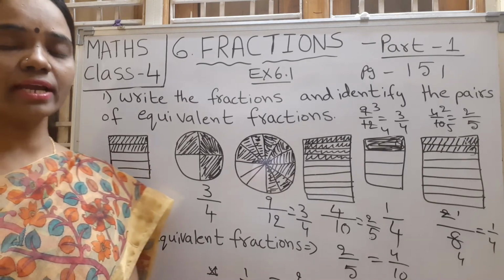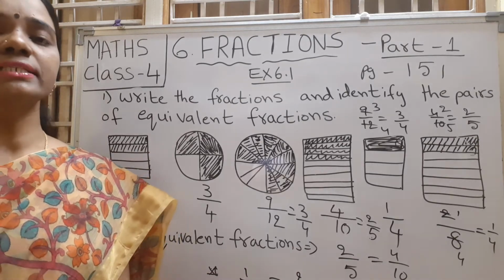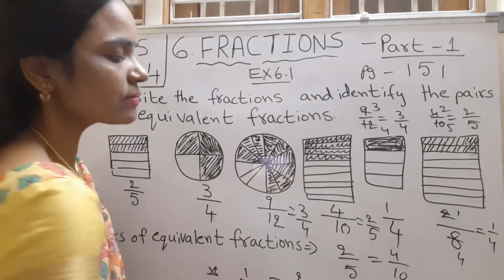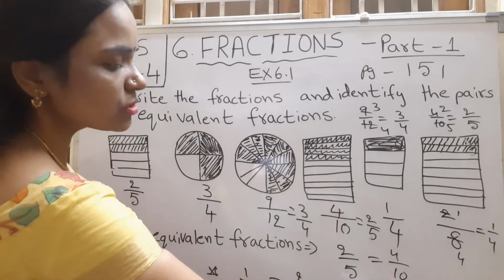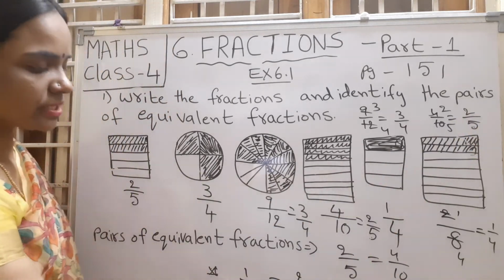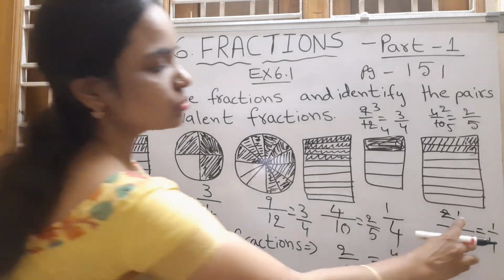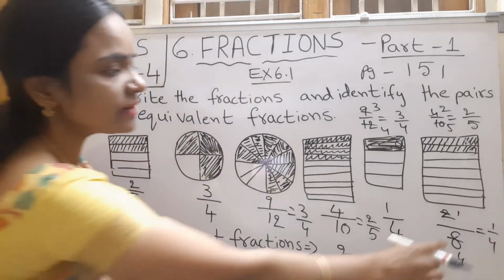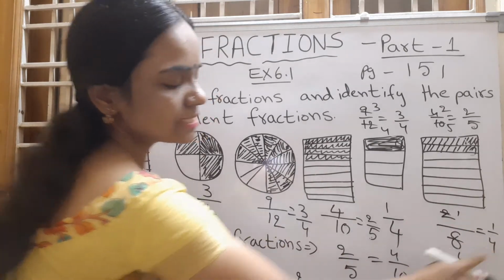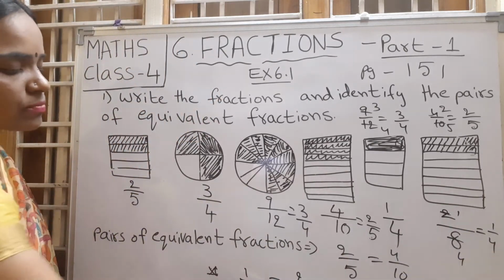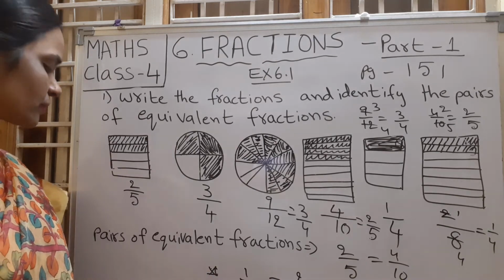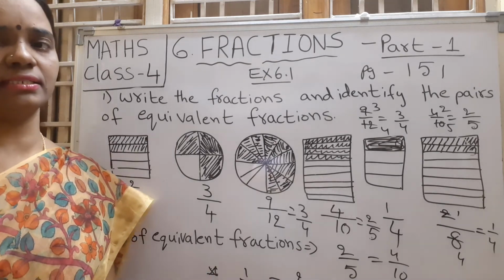What are equivalent fractions? The fractions which have the same value are called equivalent fractions. So here 2 by 5 and 4 by 10 have the same value, because what is the value of 4 by 10? 2 by 5 only. So both are the same. And coming to here, what is the value of 2 by 8? Simplify it. In the 2 table, 2 1s are 2, 2 4s are 8. So its value is 1 by 4. So both are equal. 1 by 4 is equal to 2 by 8. So these are the pairs of equivalent fractions.